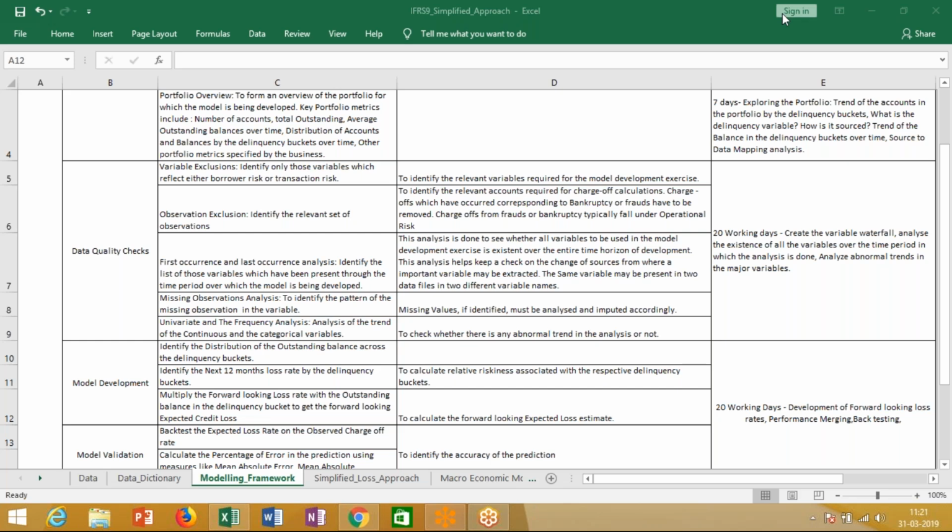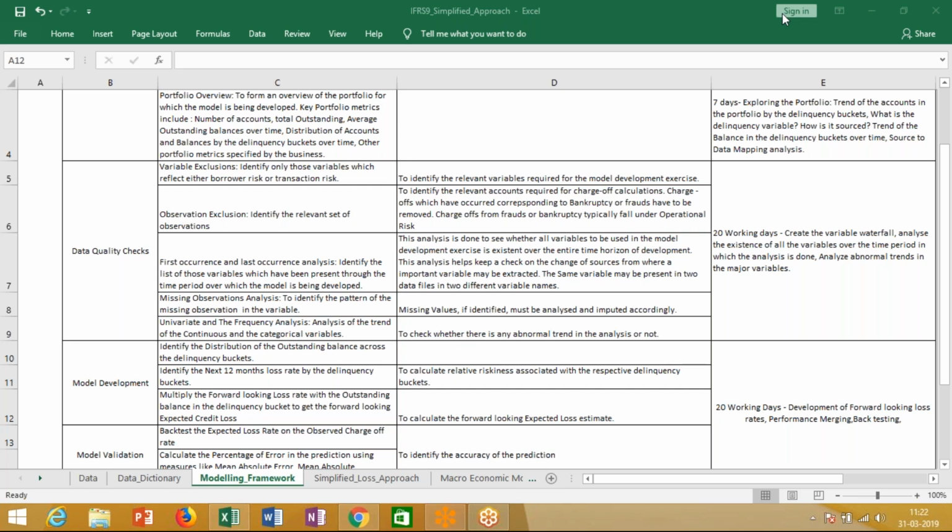So one very important prerequisite for a simplified approach model is to know the distribution of an outstanding balance across the multiple buckets of delinquency. So this is something which is really important.